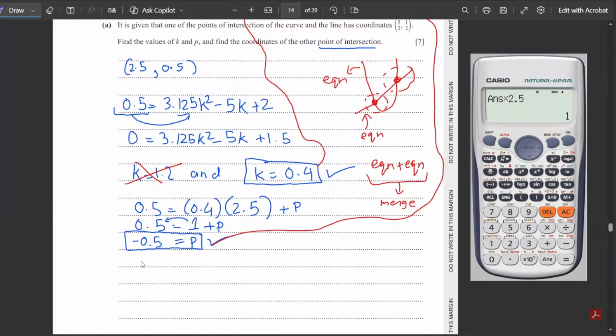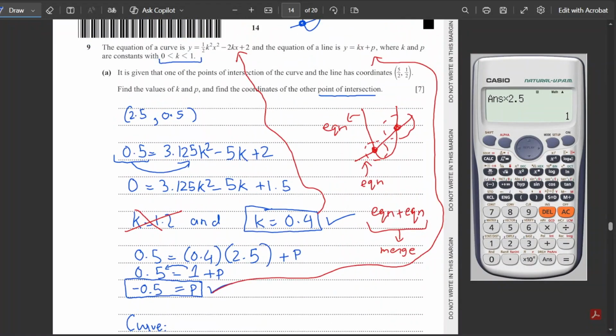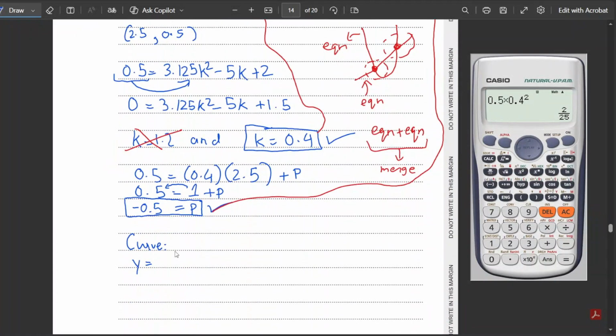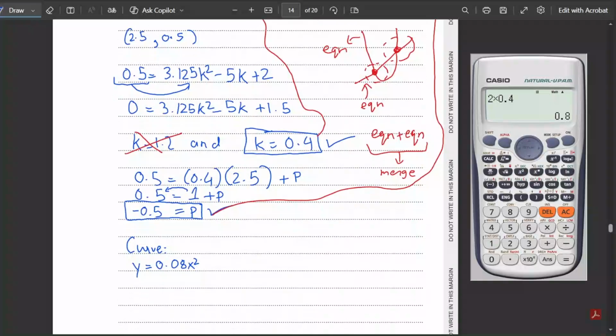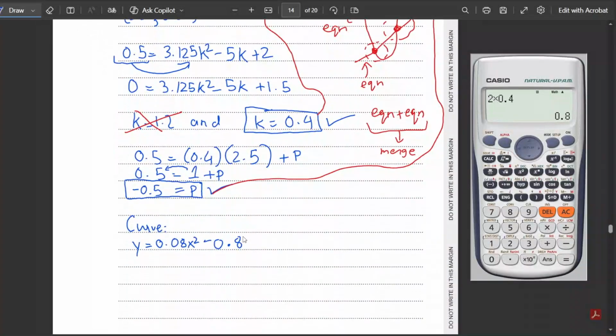So for the curve, the equation is going to be y equals 1 by 2 k squared. So it's going to be 1 by 2 times k squared, and k is 0.4. So this right here is going to be 0.08 x squared, and then I have minus 2k. So 2 times 0.4 is going to be minus 0.8 x, and then I have plus 2. This is going to be the equation for the curve. And then for the line, I'm going to have the equation y equals kx. So k is 0.4, I can just write 0.4x.